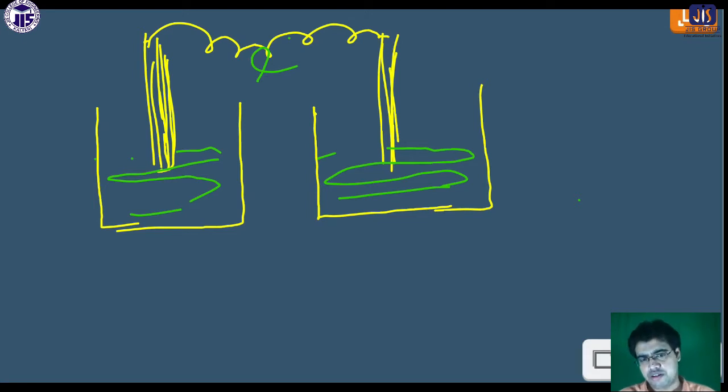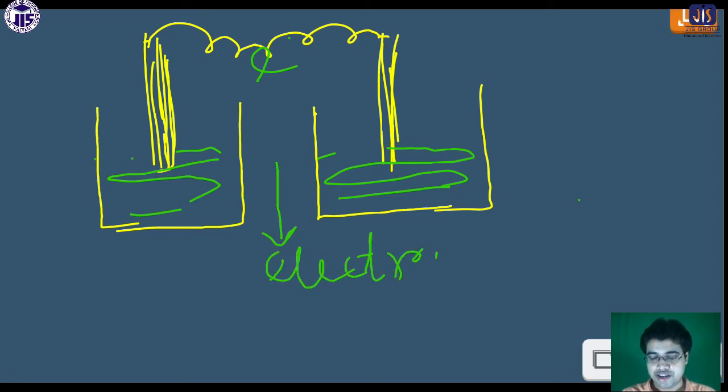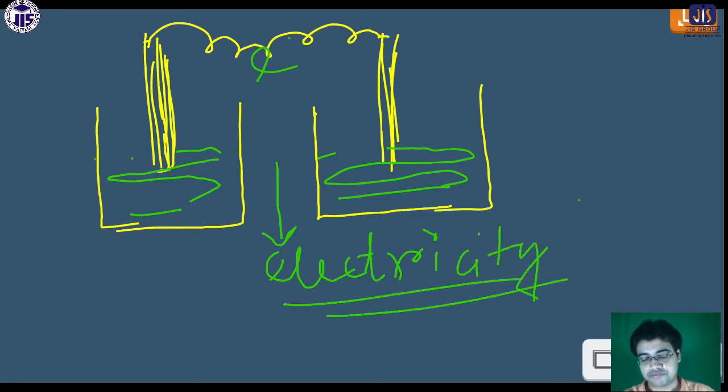Is it possible to get the electrons continuously, that means to get the electricity continuously from the cell? No, it is not possible. If you keep the cell up to that portion we discussed, after some time the generation of the electricity will be stopped, after a few hours.